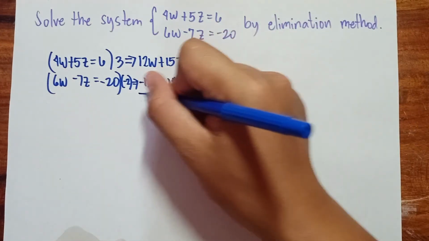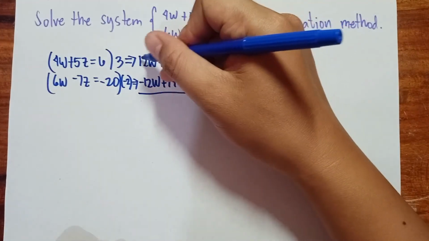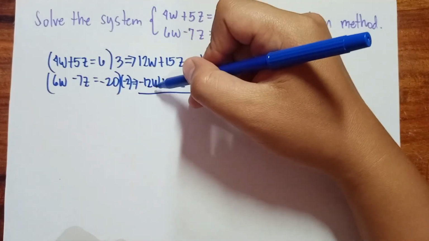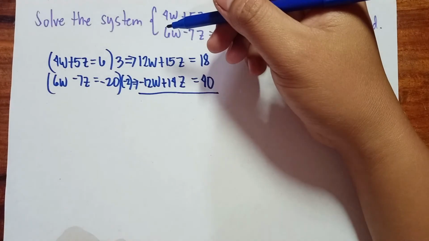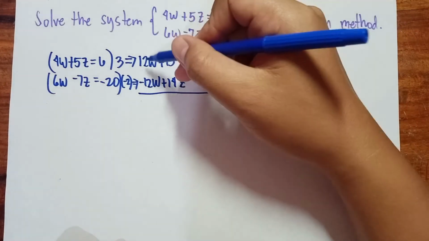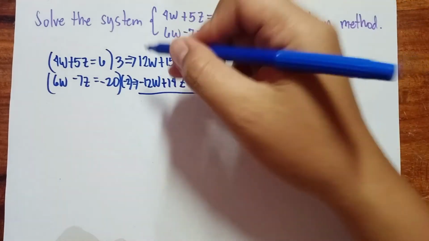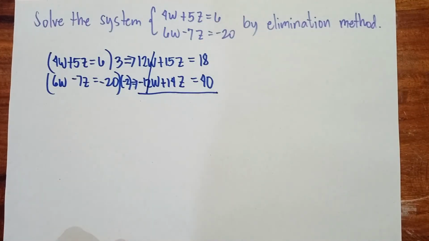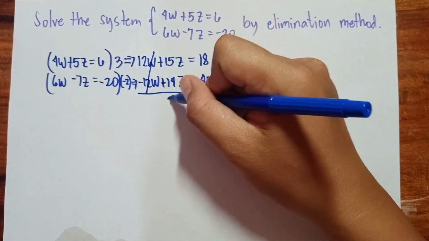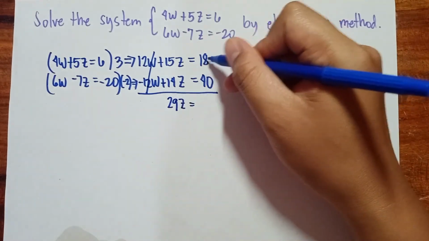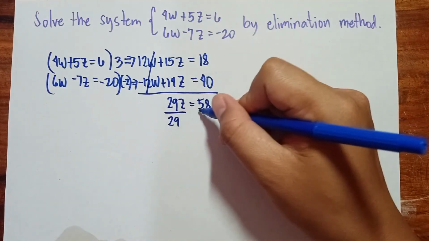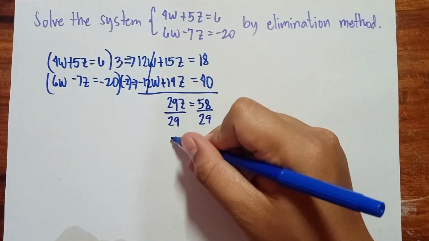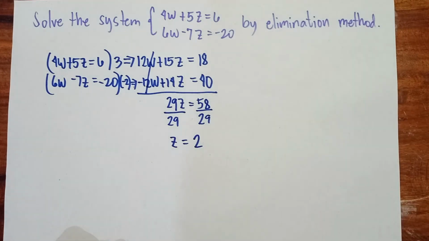Okay? Then, after that, since kung nakita nyo mga boss, the coefficient of W in the first equation is positive 12. The coefficient of W in the second equation is negative 12. Now, they are now inverses or additive inverse with each other. So, if you're going to add 12W plus negative 12W, this is now equal to 0. Therefore, the variable W is now eliminated. So, 15Z plus 14Z, that is 29Z, equals 18 plus 40, that is 58. So, to solve for Z, we are going to divide both sides of the equation by 29. Then, that gives us Z equals 2.